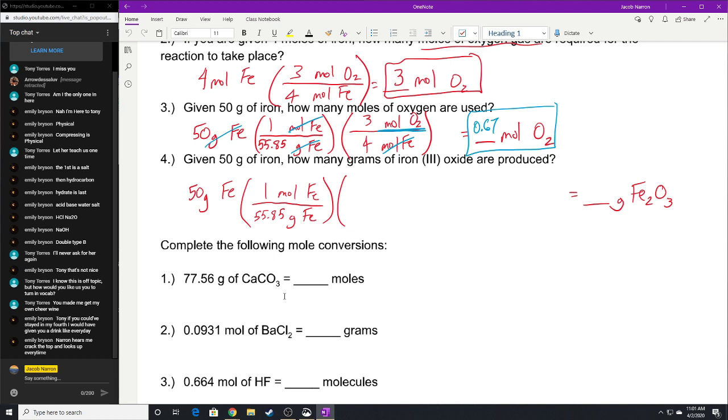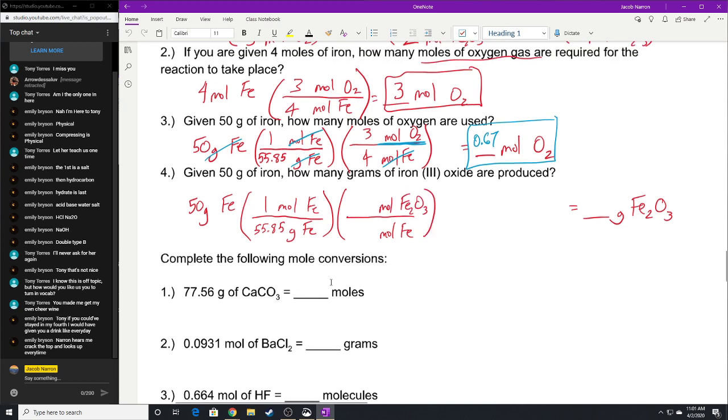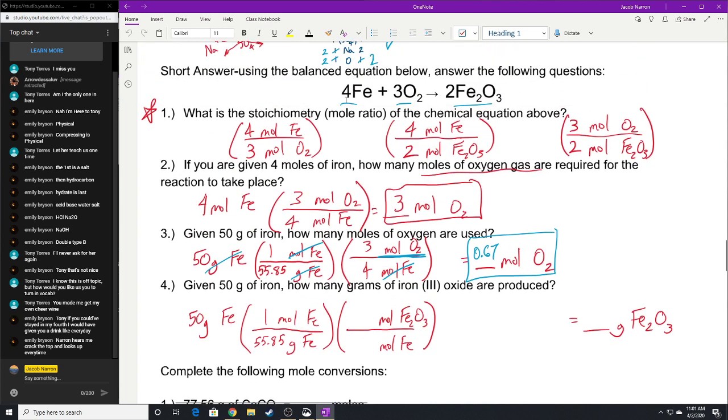Then I need to go from moles of iron, because I'm trying to get rid of that, so I'm going to put it on the bottom. And I want to get to moles of Fe2O3, so I'm going to put that up on top. Once again, I look at my formula up here, and I can see that for every 4 moles of iron, I have 2 moles of Fe2O3. It's coming from that chemical equation up there.